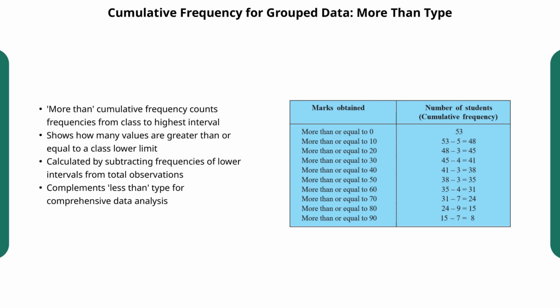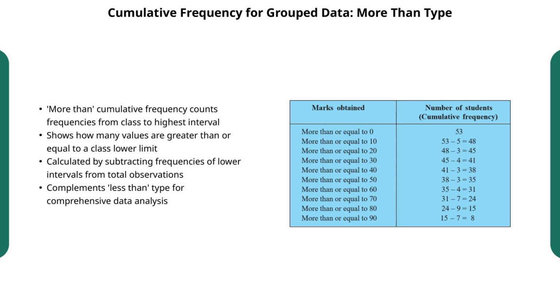Instead of adding frequencies from the lowest class upwards, you calculate how many values lie above or equal to a certain class. For example, how many students scored 50 or more marks? To find this, you subtract the number of students scoring less than 50 from the total. On screen, you see a table displaying cumulative frequencies from the top down. The marks start from 0 and move upwards. The more than cumulative frequency decreases as the class interval increases, unlike the less than type, which increases.